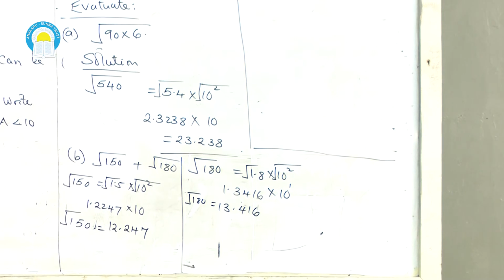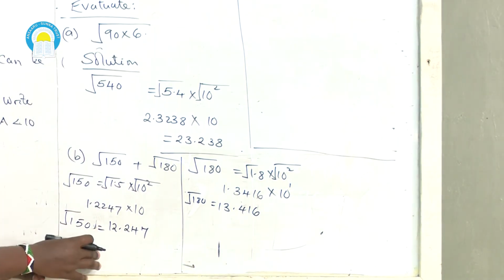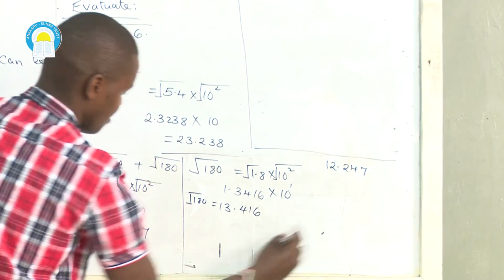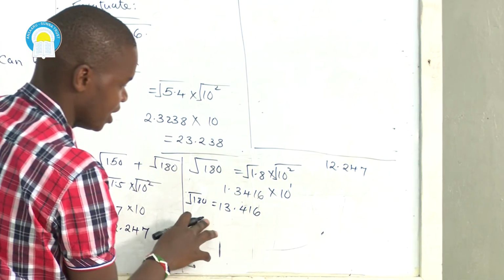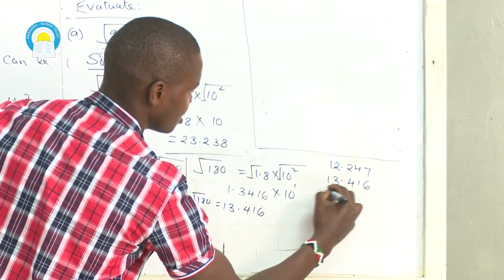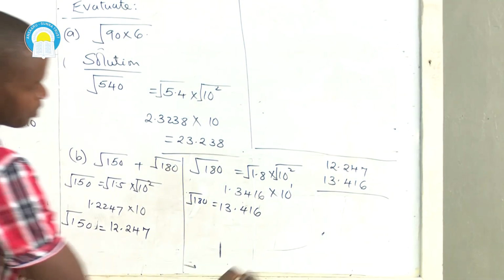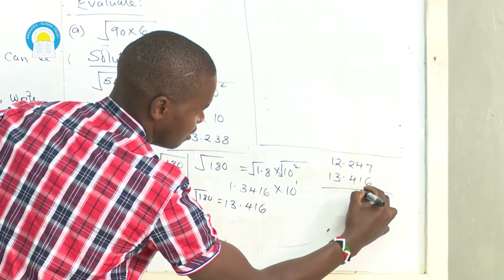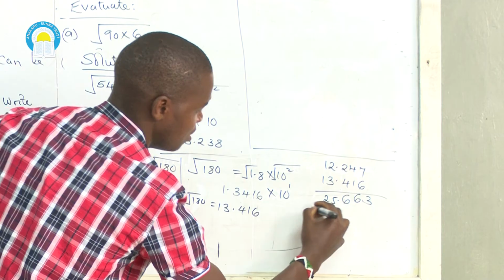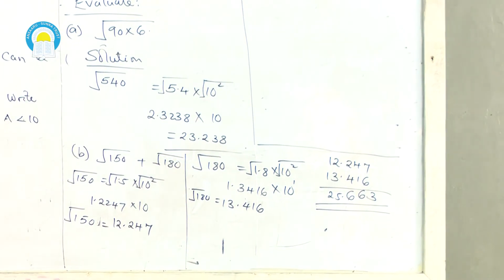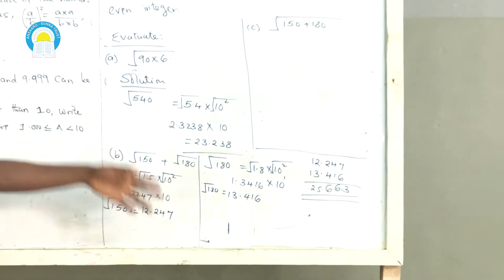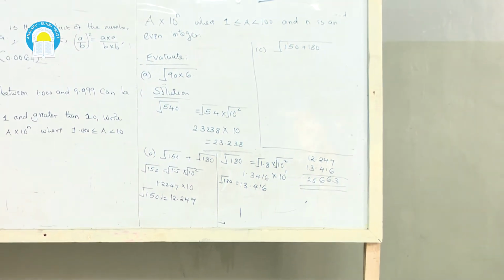Then finally, add the square root of 150, which is 12.247, plus the square root of 180, which is 13.416. Adding the two, this is 25.663. That's the square root of 180 plus the square root of 150.